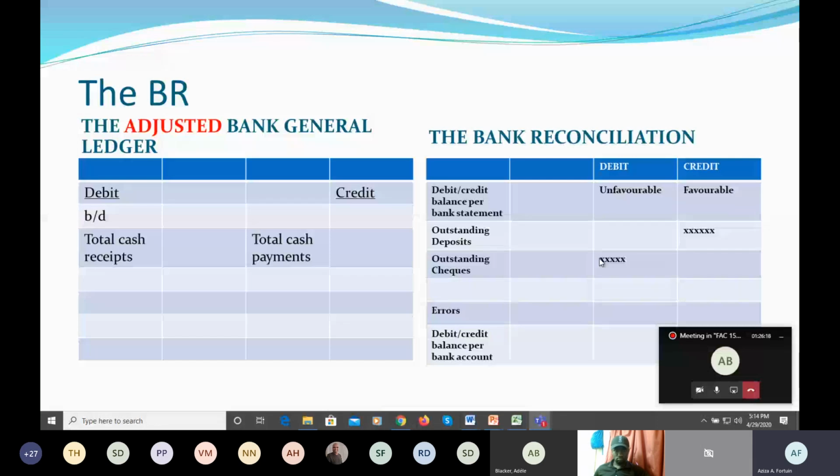Now, errors I can't help you with. The error you're going to have to go trial and error. Errors could be any side. I can tell you, outstanding deposit, you're always going to credit. Favorable balance, you're always going to credit. An unfavorable balance, you're always going to debit here in your bank record. I can tell you these things, but an error could be on any side. And then your debit or credit balance as per bank statement, that is basically your amount that you bring down here, and then you can see the balance.